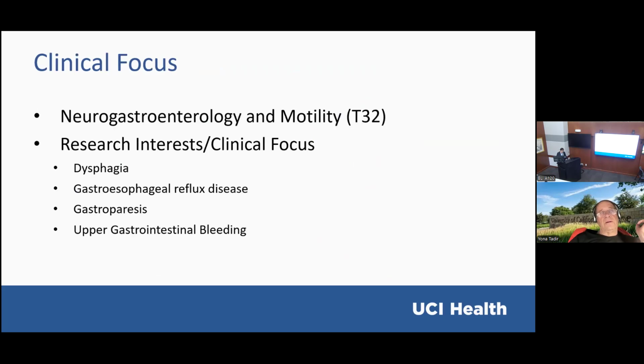My particular focus: I did an extra year of training in neurogastroenterology and motility with a T32 year. My current research interests and clinical focus are aspects of dysphagia, or difficulty swallowing, gastroesophageal reflux disease, and gastroparesis with delayed gastric emptying that leads to nausea, vomiting, inability to tolerate food, and abdominal discomfort. I'm also working on exploring upper GI bleeding, which is one of our medical emergencies that we get called in for in the middle of the night for our clinical cases.